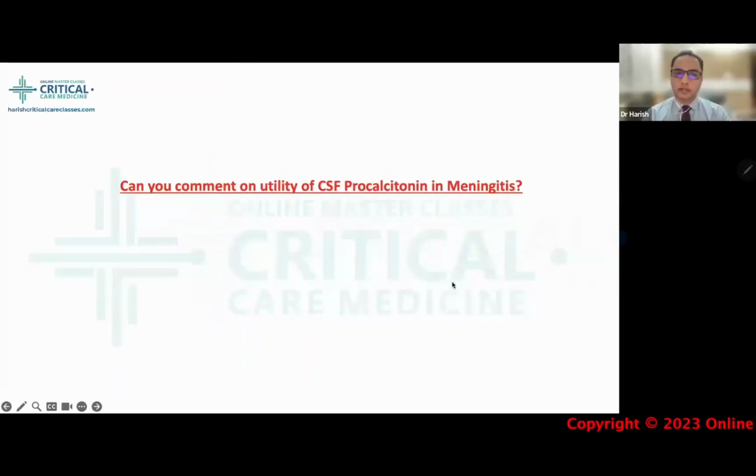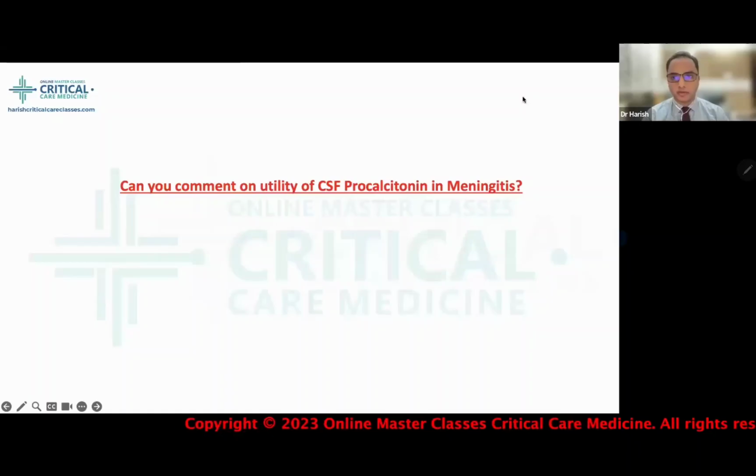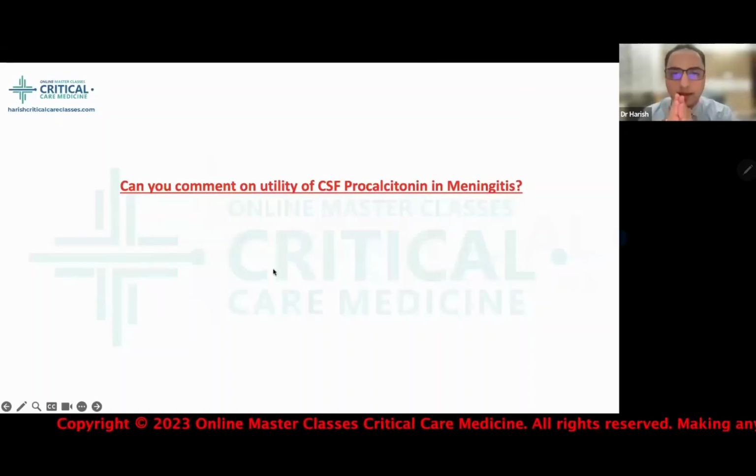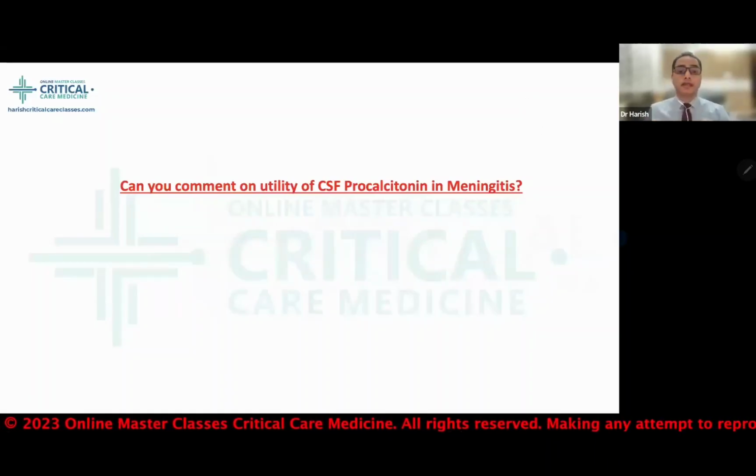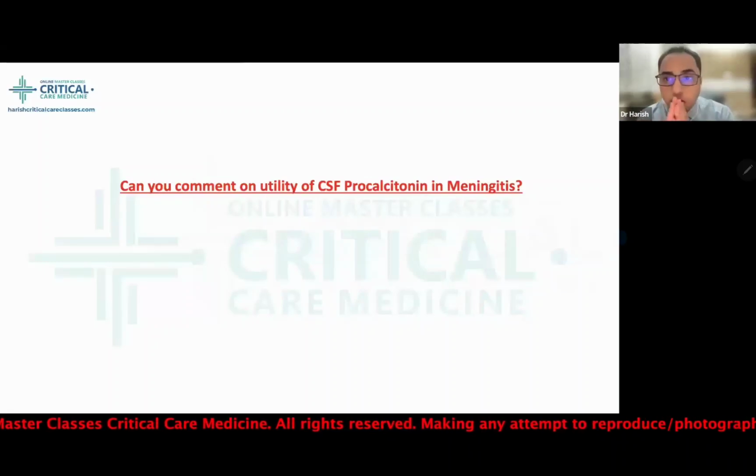for bacterial meningitis. So, can you comment on the utility of CSF procalcitonin in meningitis? Nowadays we have some data like CSF lactate, and some data is there in terms of CSF procalcitonin also. Some examiner may put this question, so if you have some idea in this area, you can answer easily.